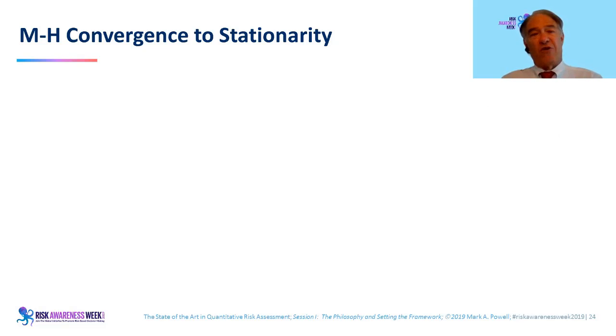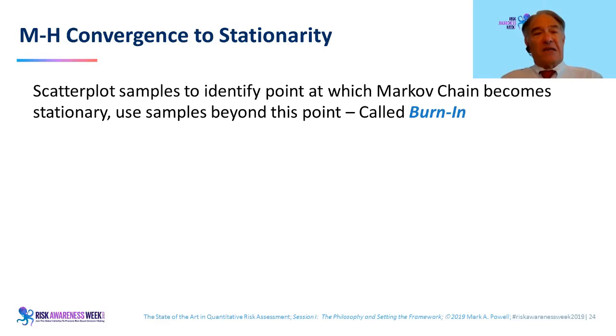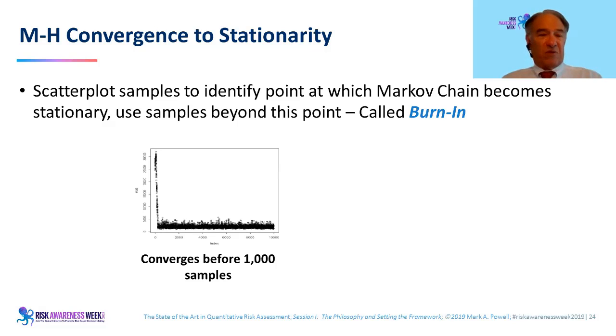We talk about convergence to stationarity. You want to scatterplot your samples to identify the point at which the chain becomes stationary. What we do is we eliminate those earlier points and use samples beyond that point. This is called burn-in. Here's an example. We started off at around 2,000 to 2,500, which is where we started the Markov chain. That's in the legal range.